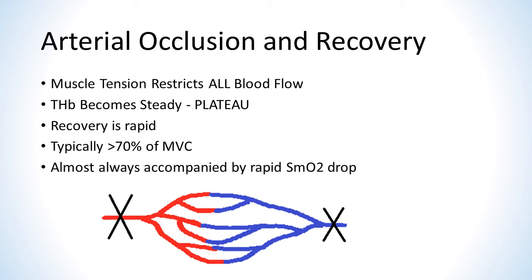It's possible to create an arterial occlusion with an external means such as a tourniquet without having a very high muscle tension. But this still will cause an SMO2 drop, although less rapidly.